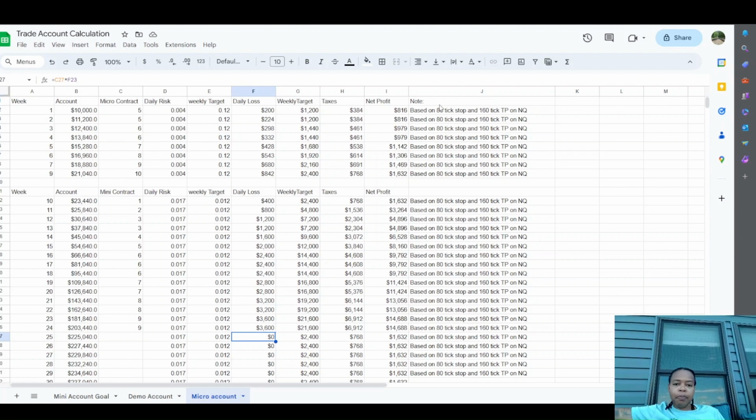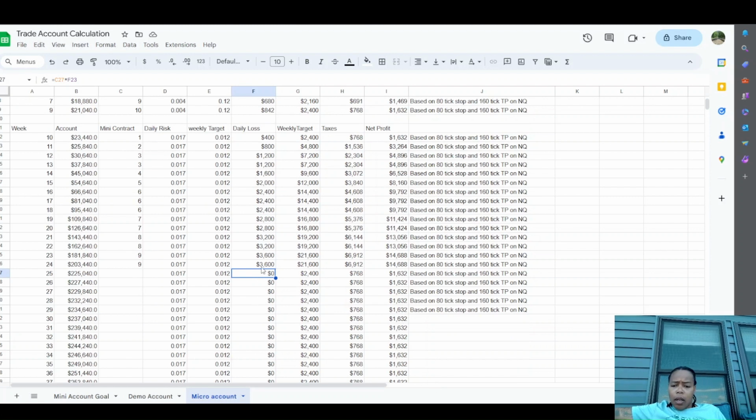But if I follow this, risk 80 ticks to make 160. This is on the micro, so this might change a little bit because the spread probably doesn't need to be as wide, but still utilizing the same 160 tick TP. So in 24 months, we will be at 200K and change, trading 9 contracts with 3 trades a week at 21,600 a week. How about you? But that's a little crazy if you ask me.